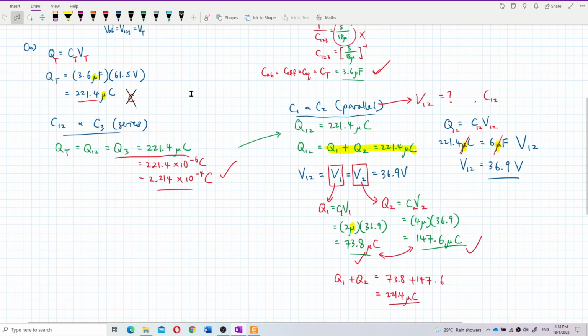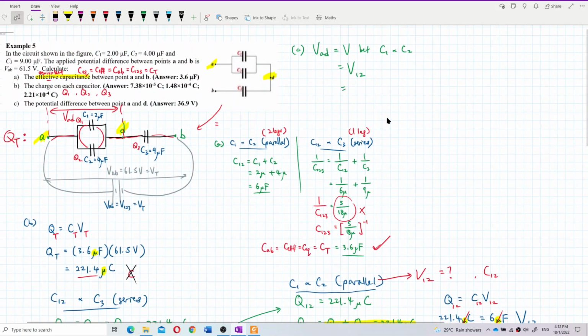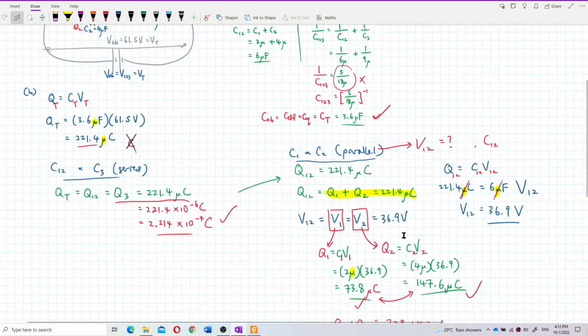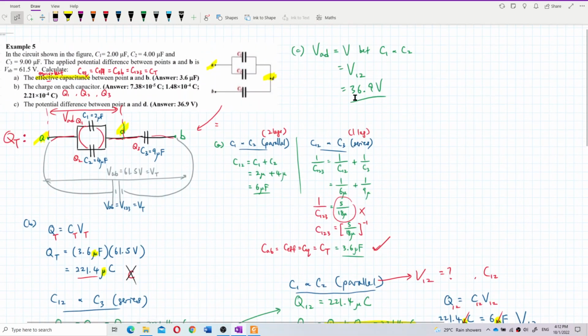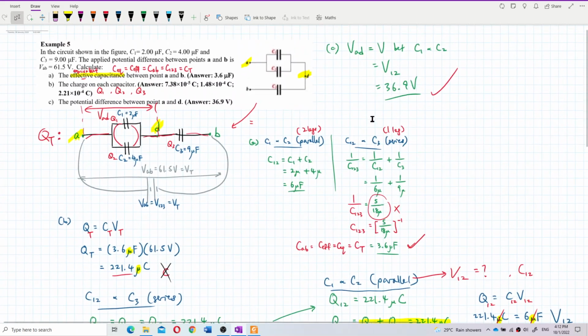I don't know where I began, so you just look up the history, how I got the V12. So the answer is 36.9 volt. Is the answer correct? Yes, it's correct. 36.9. That's all for this part of the example.